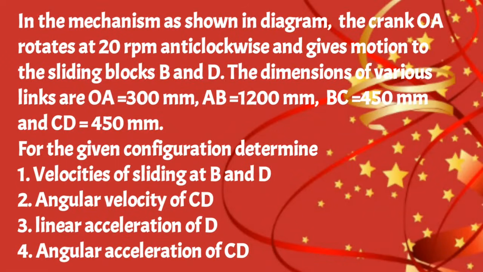In the mechanism as shown in the diagram, the crank OA rotates at 20 rpm anticlockwise and gives motion to the sliding blocks B and D. The dimensions of the various links are OA 300 mm, AB 1200 mm, BC 450 mm and CD 450 mm. For the given configuration, determine the velocities of sliding at B and D, angular velocity of CD, linear acceleration of D and angular acceleration of CD. So this was the given question.